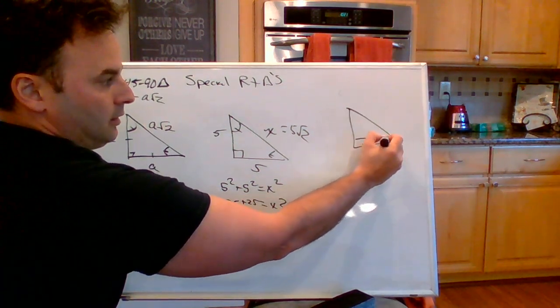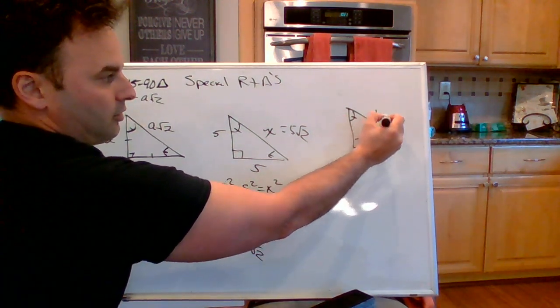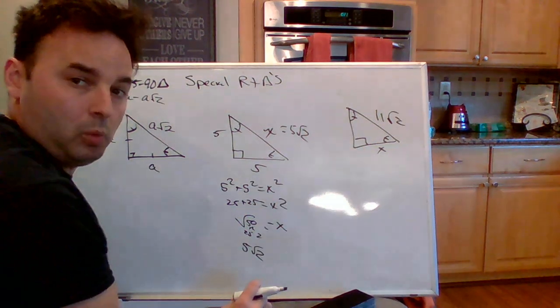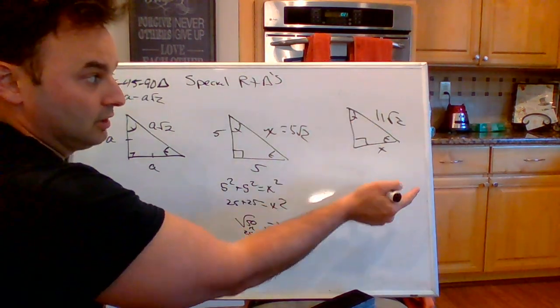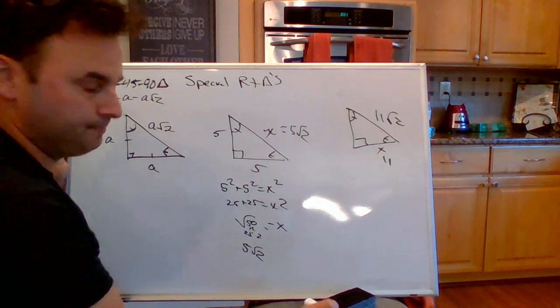Now let's see if I went like this. If I call this 11 radical 2, what would x be? Well, if a radical 2 is 11 radical 2, x is just 11.